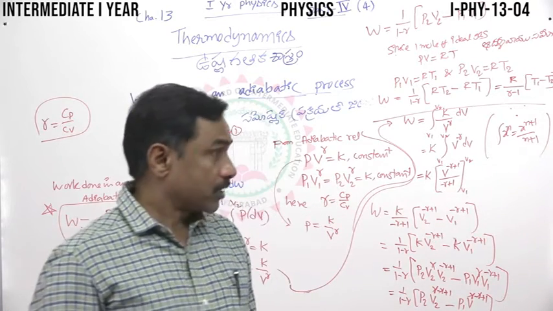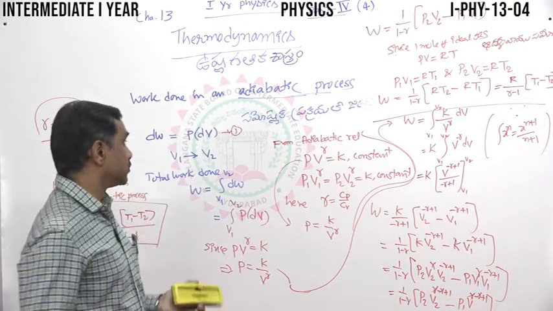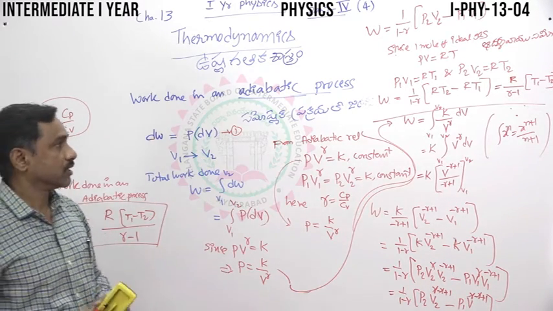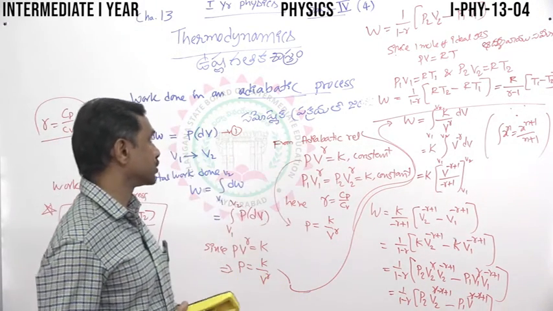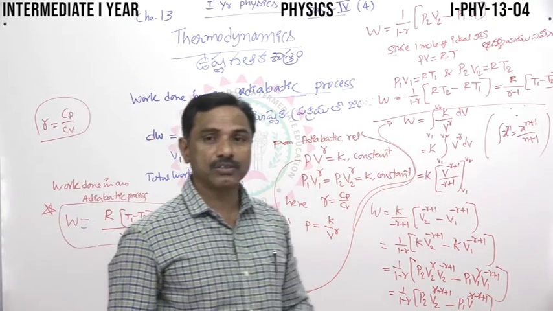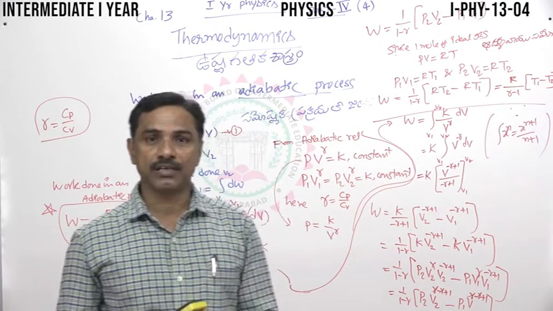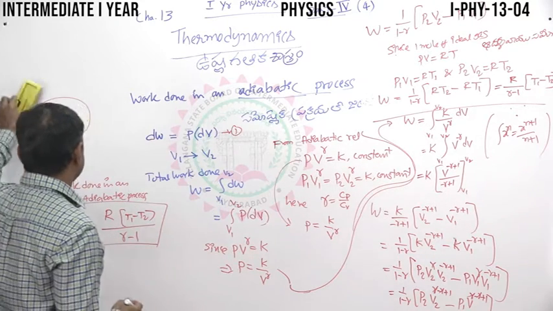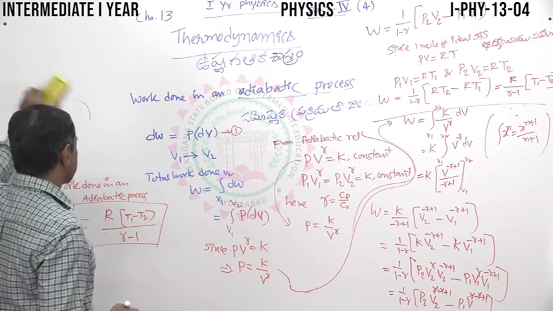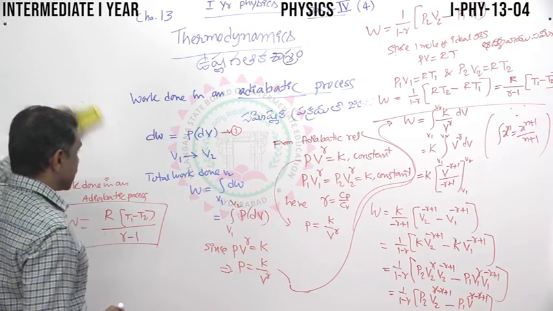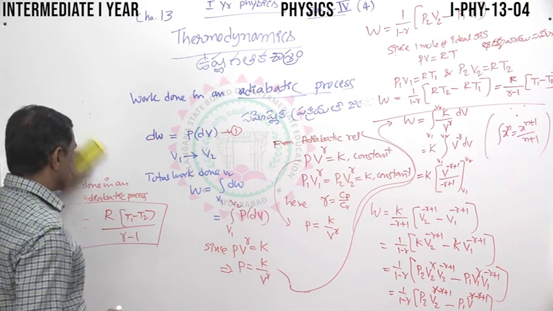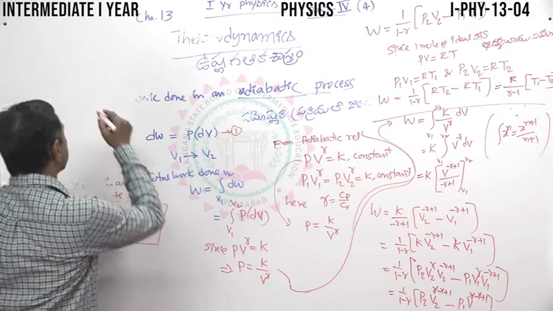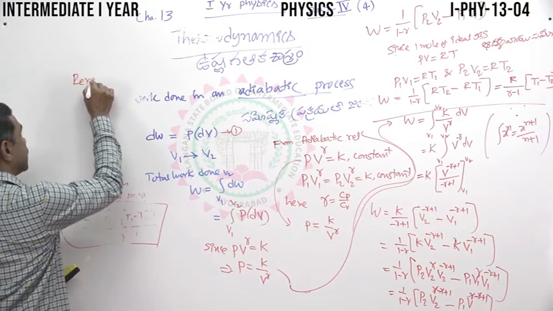So students, in the previous part we derived the equation for the work done in the isothermal process. Here we have derived the equation for the work done in the adiabatic process. Hope you understood. Before that, there are some processes: reversible process, quasi-static process, irreversible process. All these things you may get for 2 marks, so they are important. Let me introduce the terms.